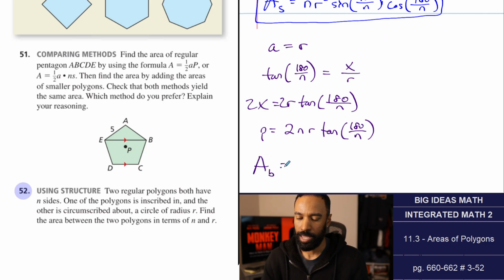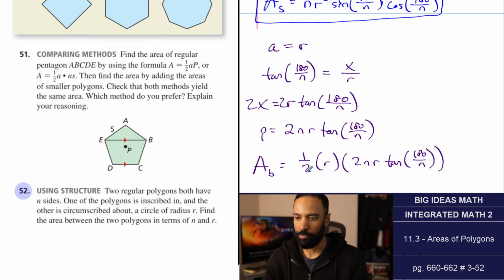Area B is going to be 1/2 apothem times perimeter. And that can simplify to the 2's cancel and r times r is r squared. So A sub b is n times r squared times tangent of 180 over n. So here's that area.